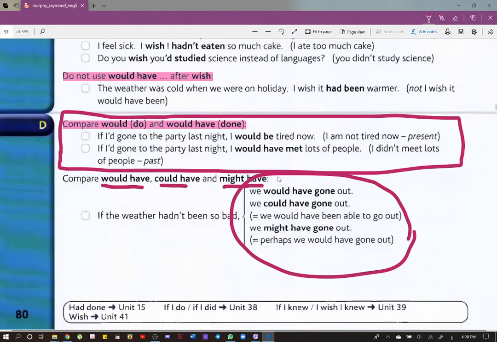Now, the last point is compare between would do and would have done. Would do and would have done. Now, we say, if I'd gone to the party last night, I would be tired now. If I'd gone to the party last night, I would have not.